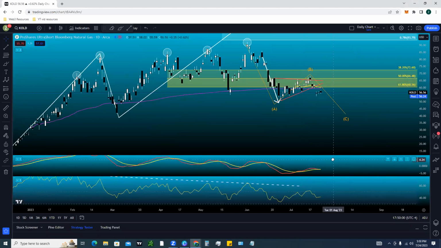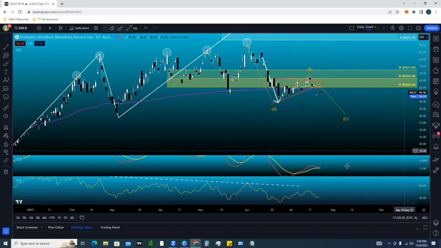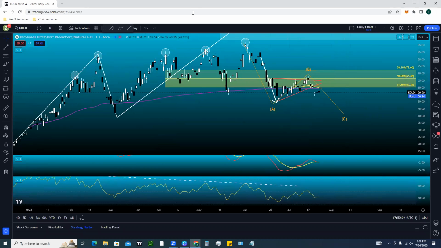If you take a look at your MACD right here and we zoom in on this for KOLD, it's very, very close to rolling over. And remember, KOLD goes down when BOIL goes up.